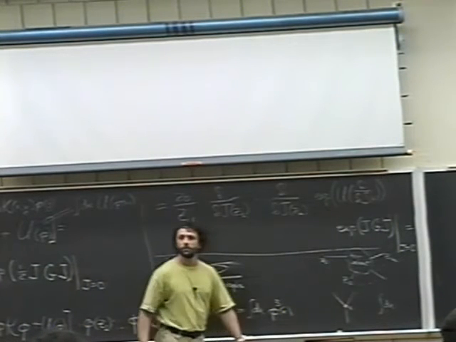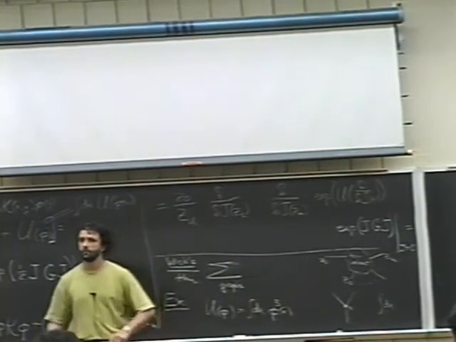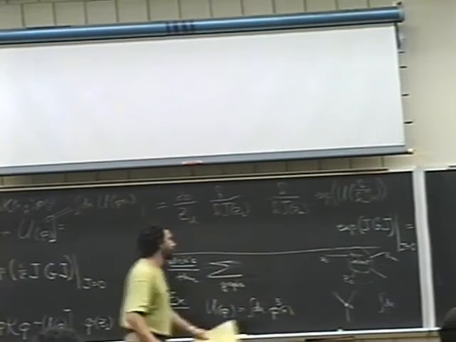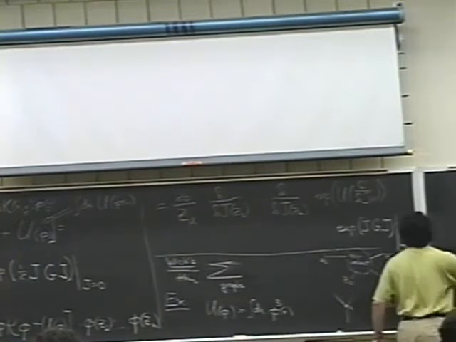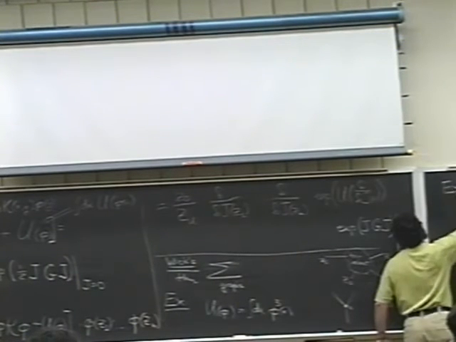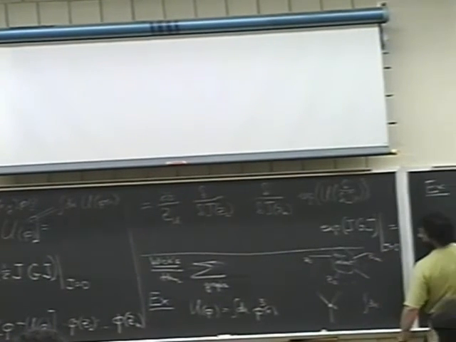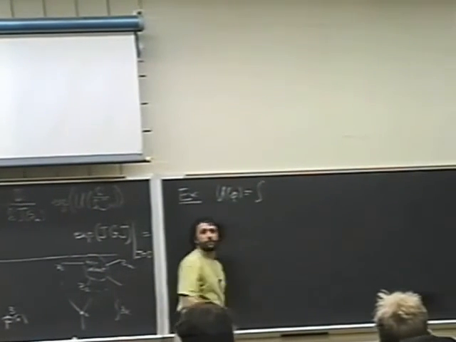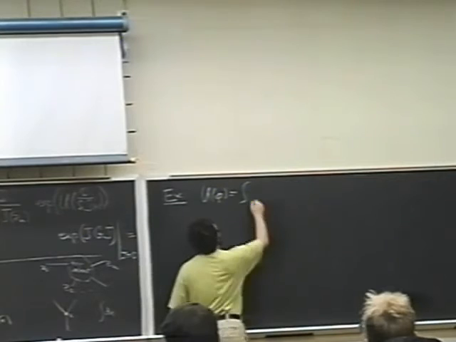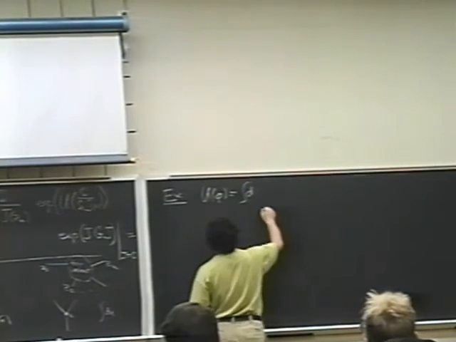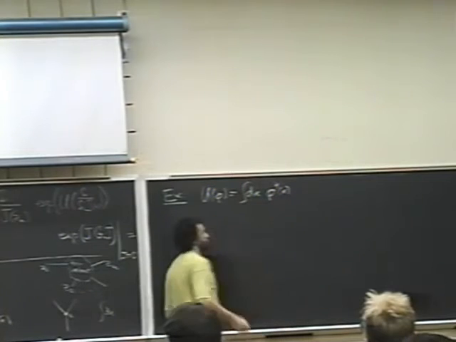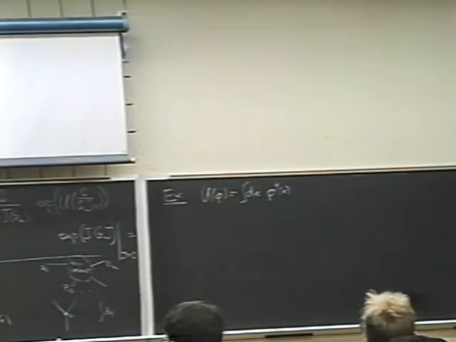So if the potential is quartic, let's see. What would happen if I would take phi to the fourth order? Okay, say fourth. What kind of things am I supposed to get?